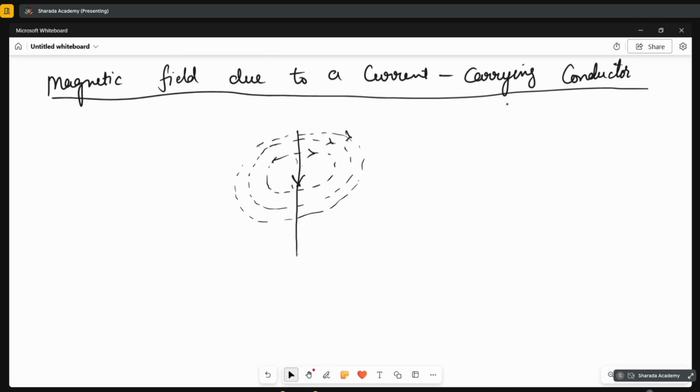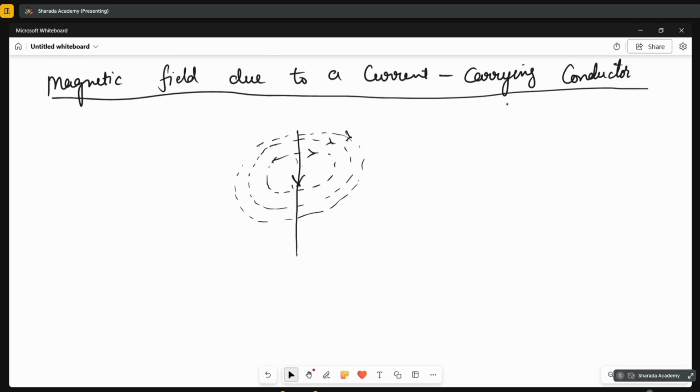Any current carrying conductor will produce a magnetic field around it. So first thing, any current carrying conductor will produce a magnetic field around it. Always like that. Any current carrying conductor will produce the magnetic field.